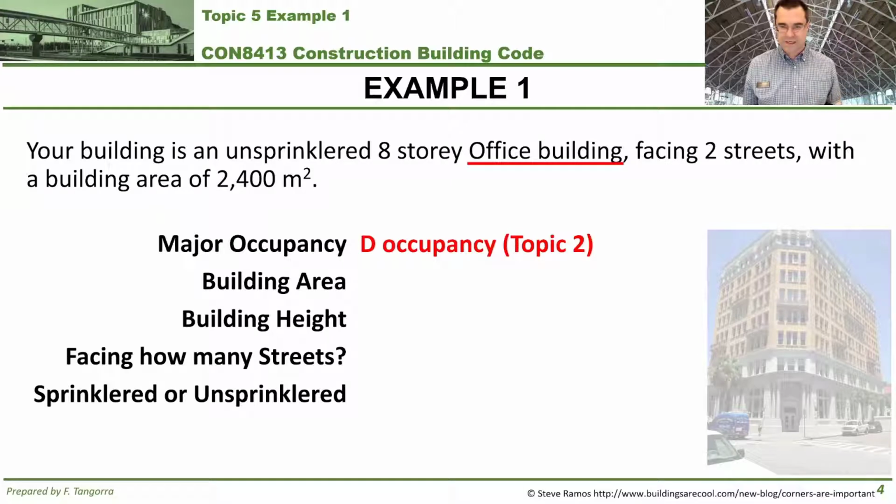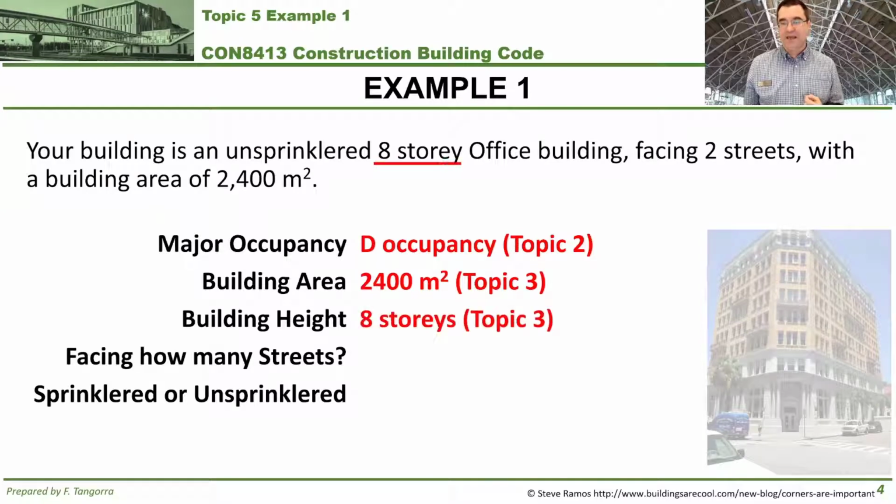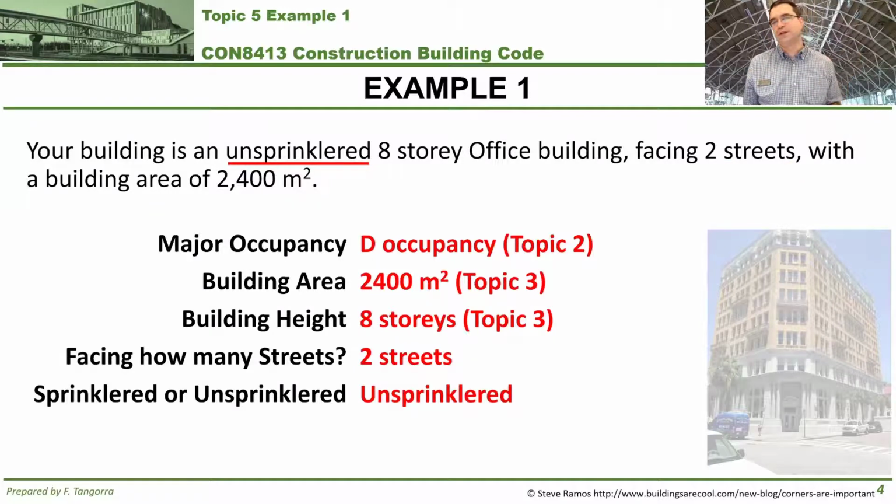All right, the next building characteristic is building area, 2,400 meters squared. We covered this in topic 3. Now, building height. Building height, 8 stories. We covered this too in topic 3. How many streets is this building facing? Well, we see it here, it's 2 streets. Lastly, is this building sprinklered or unsprinklered? That is, are there sprinklers or not? In this case, we're being told this building is unsprinklered. No sprinklers in the building. Great. So now let's move on to the next step.